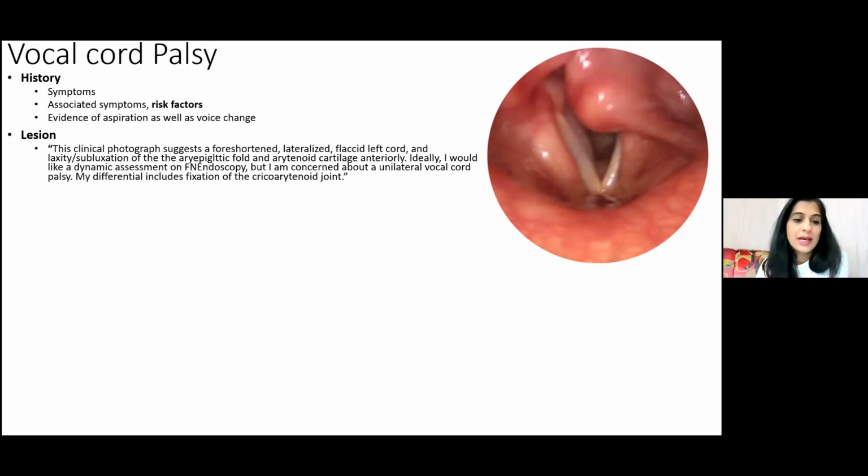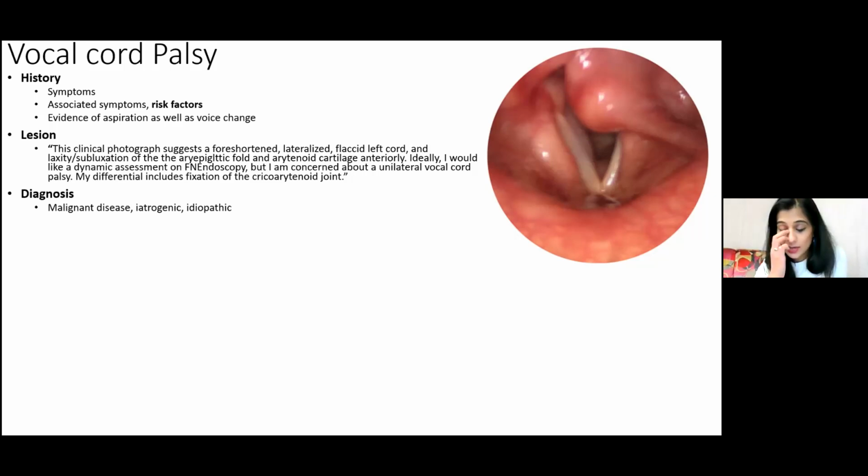Ideally, you would want a dynamic assessment of this patient with flexible endoscopy to assess the vocal cords, but you're concerned about unilateral vocal cord palsy. The differential for this kind of appearance, or maybe not so much for the short fat cords, but when you've got this kind of flopping appearance of the larynx, is if there's fixation of the cricoarytenoid joint that can happen in, for example, rheumatoid arthritis.